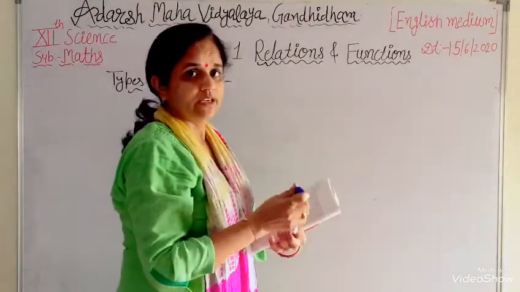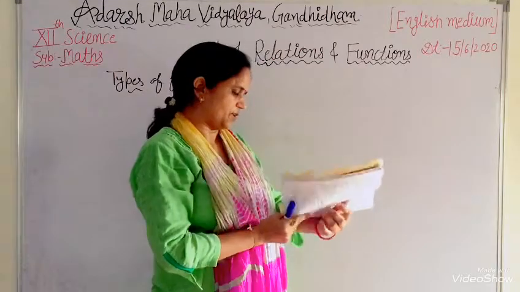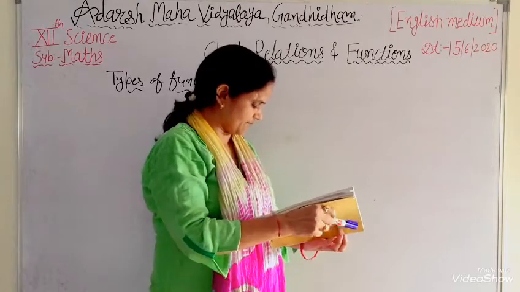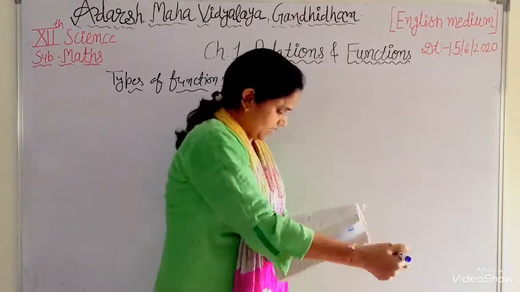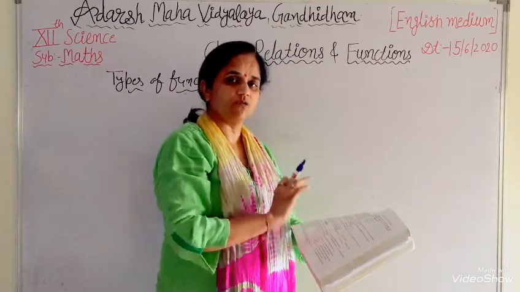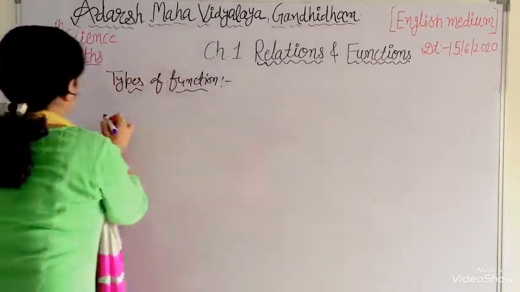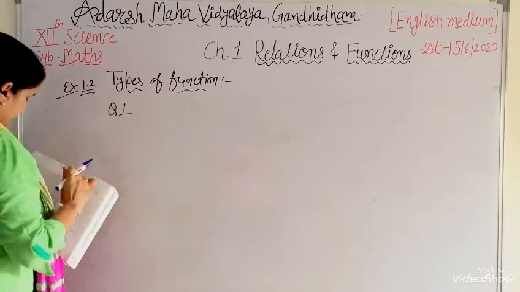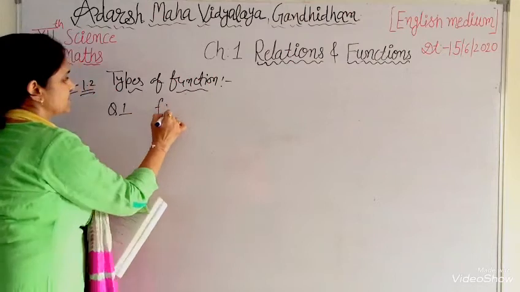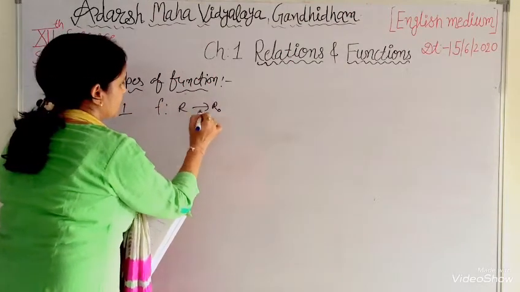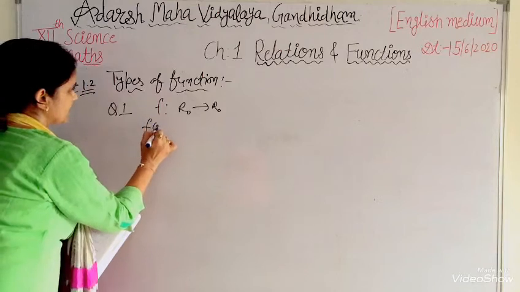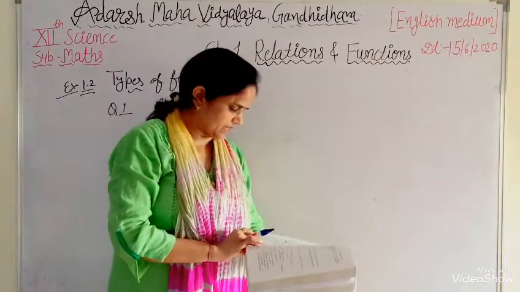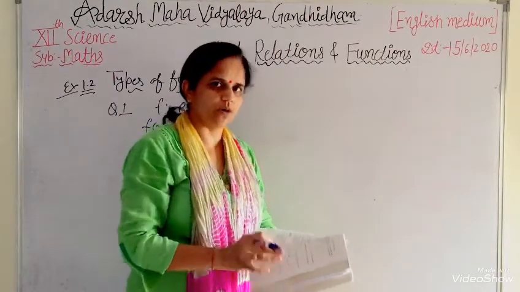You also open your textbook, students. Exercise 1.2, question number 1: show that the function f from R0 to R0 defined by f(x) equal to 1 by x. Here f is given from R0 to R0 and f(x) is defined as 1 by x. We have to prove that it is one-one and onto.